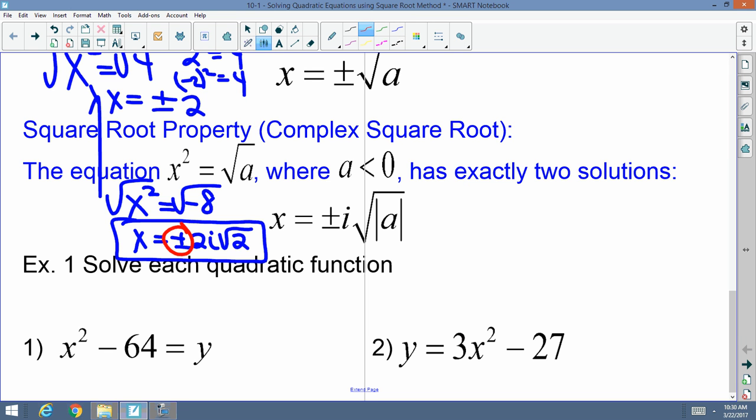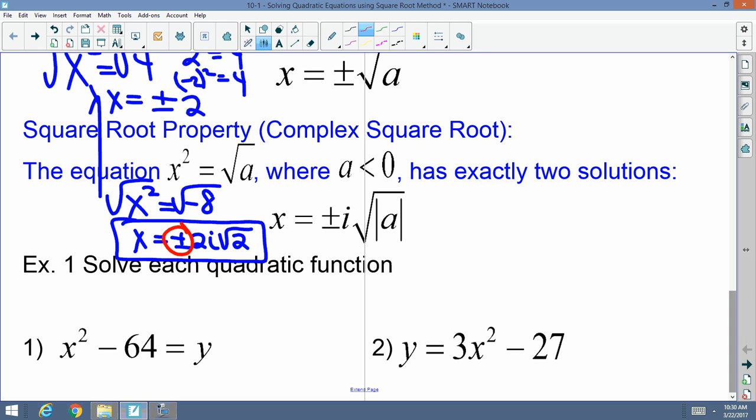So again, guys, I don't want to be a broken record, but I want you to understand. Whenever you use a square root to solve an equation, whether the solutions are real or complex, they must be plus or minus. Does that make sense? All right, let's kick it out then.